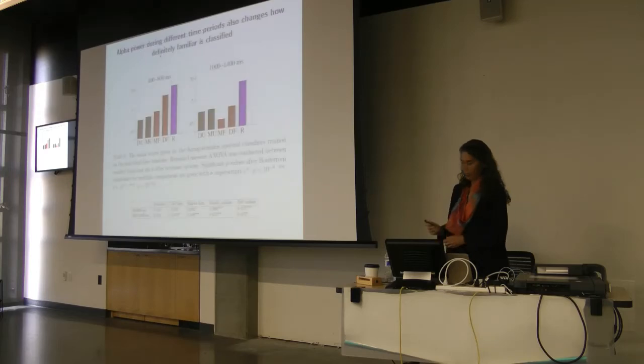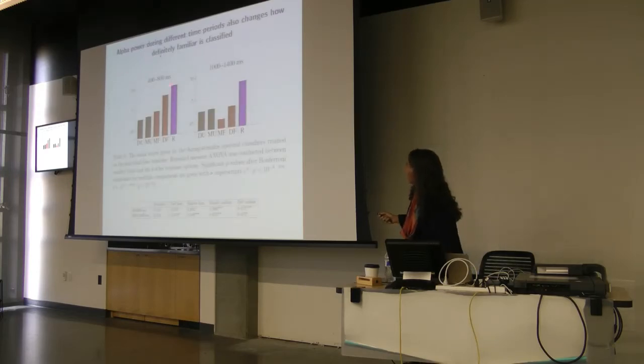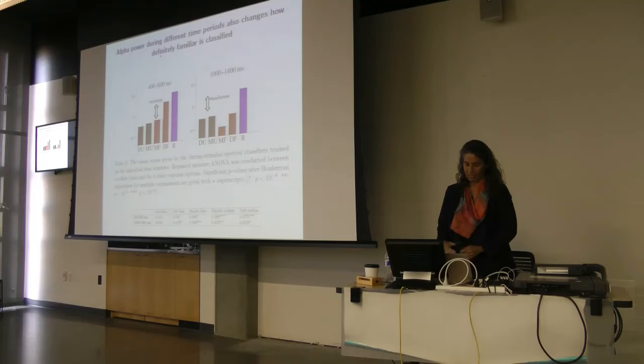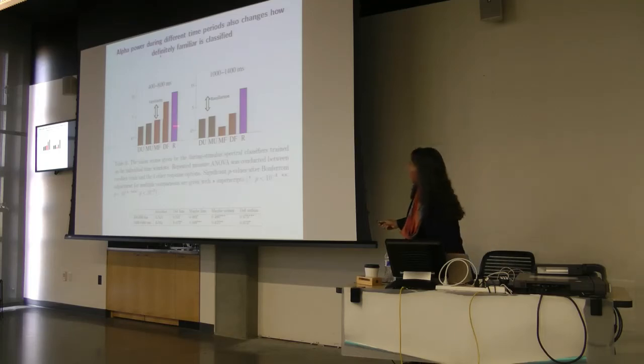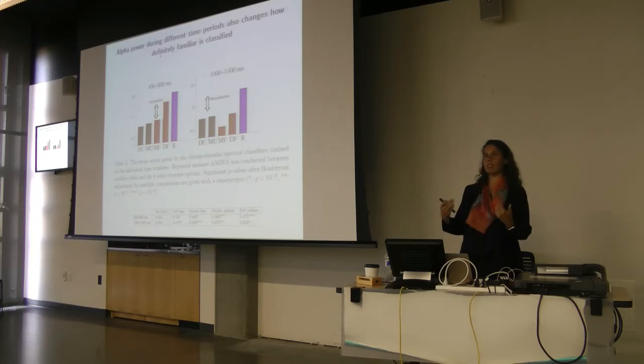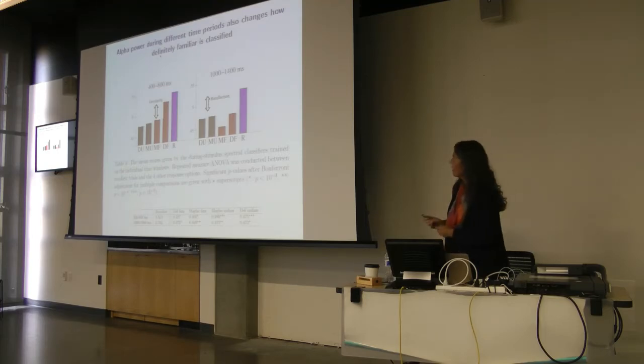We can also look at the 2 different time periods where we were looking at alpha. So early on in the 400 to 800 millisecond period, definitely familiar looks somewhat like recollect. Later on, definitely familiar looks like the unfamiliar. So again, it looks like early on we might be classifying based on familiarity, later on recollection. This makes somewhat intuitive sense: first you have to recognize the item and then you can bring in all that context that's important for recollection.